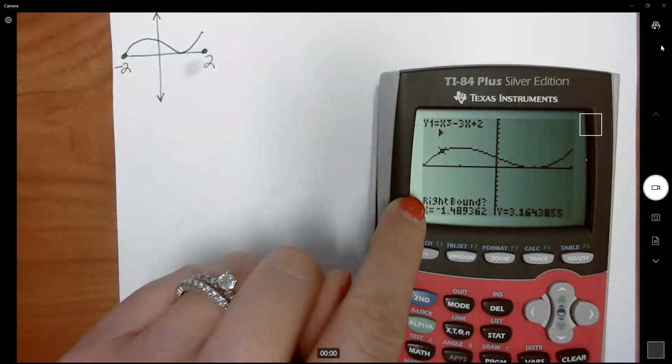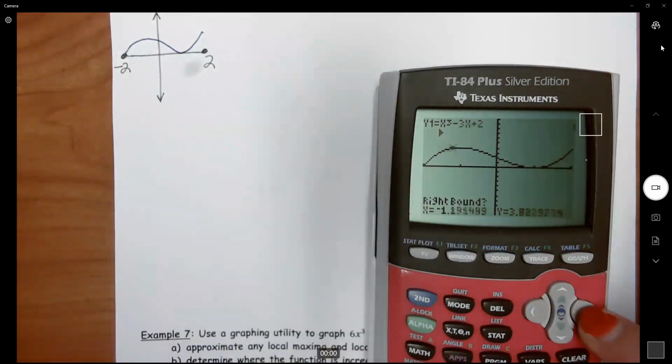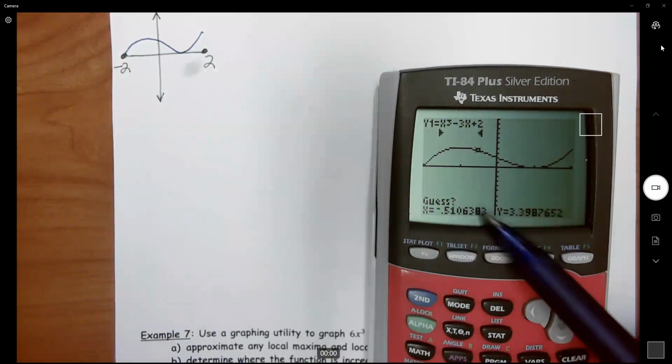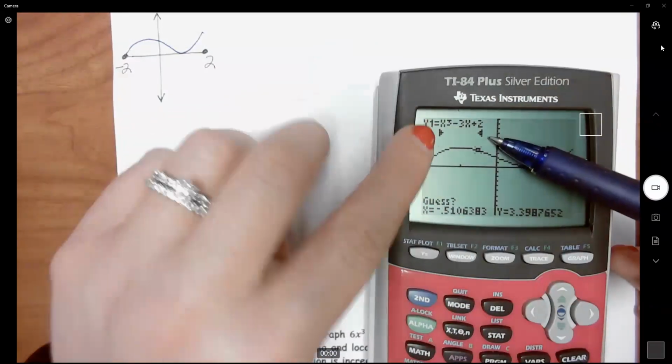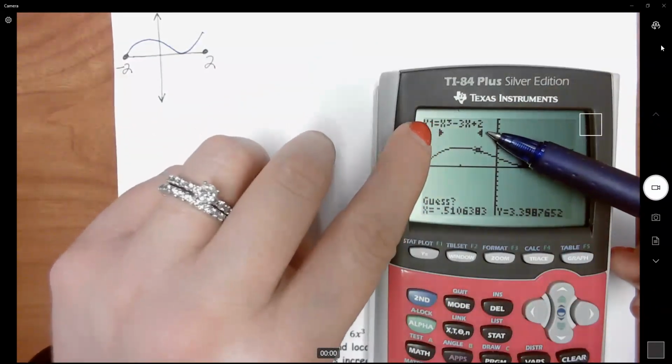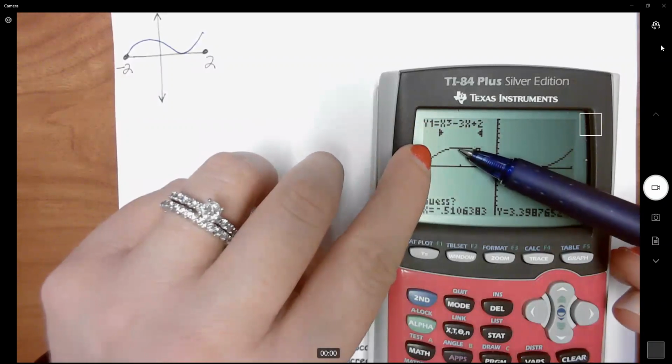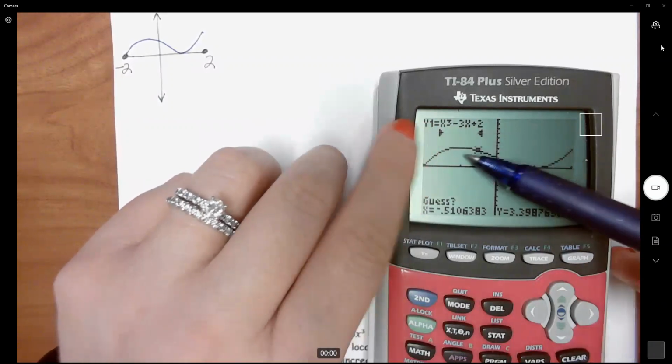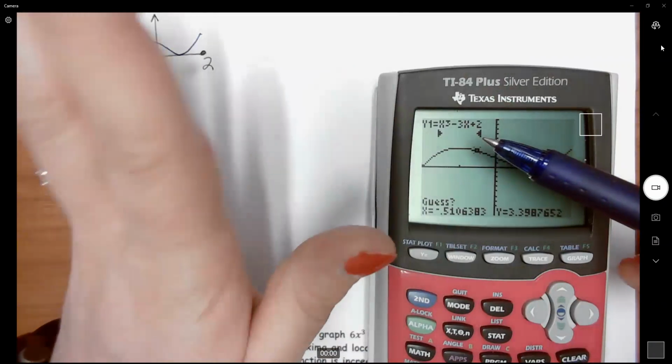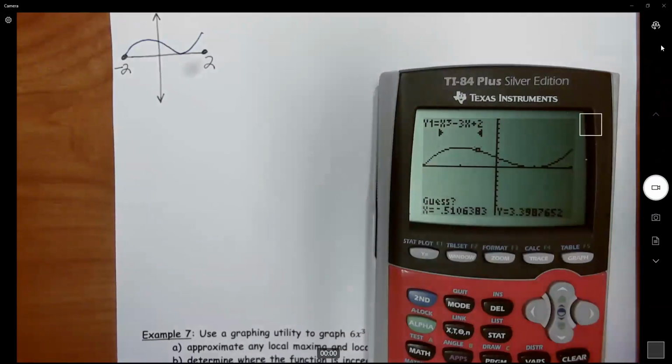Now it wants the right bound. So now I'm going to arrow over. I think my max is about right here, so I could just go barely over, but I'm going to go over here where I know that my max is included. And so now it's going to ask guess. Guess doesn't mean anything. We're going to hit enter. But pay attention to your arrows. Is the max in between these 2 arrows? So when it hits guess, just hit enter again. And then here's my answer.